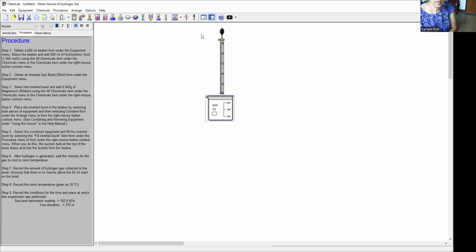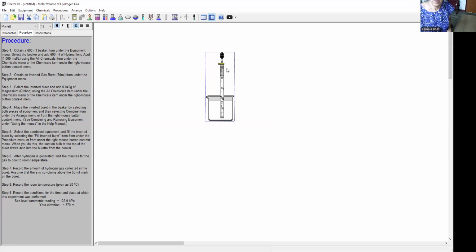the content menu, and then you combine it, and once you combine it, you click on it, fill the inverted burette. There you have it. And as the reaction proceeds, you can determine the volume.